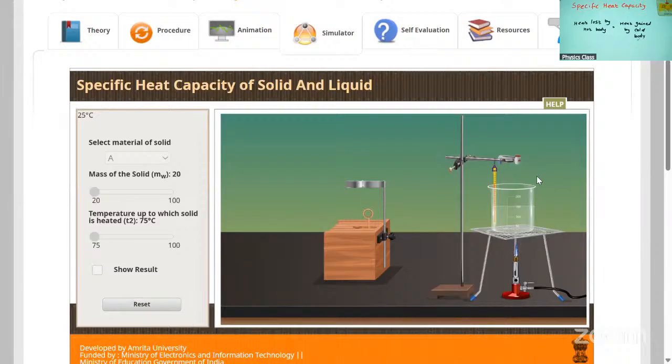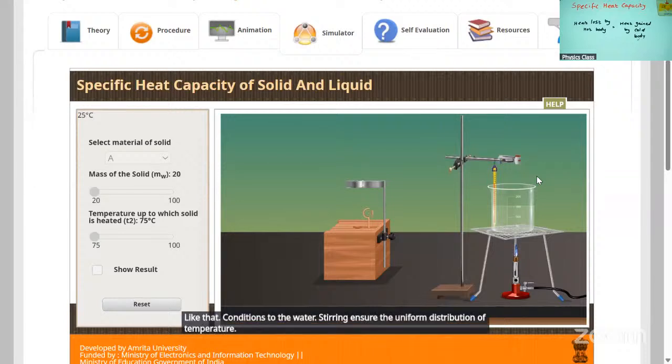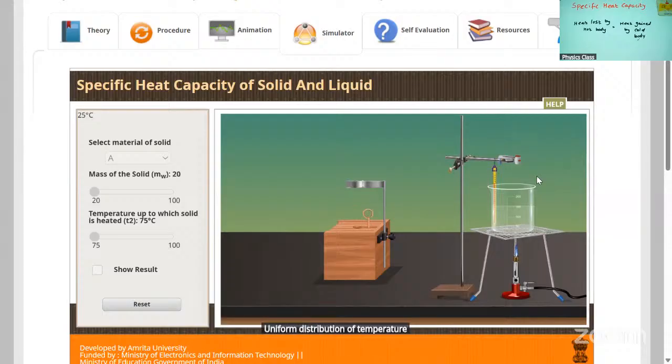Continuously stir the water. Stirring ensures the uniform distribution of temperature.